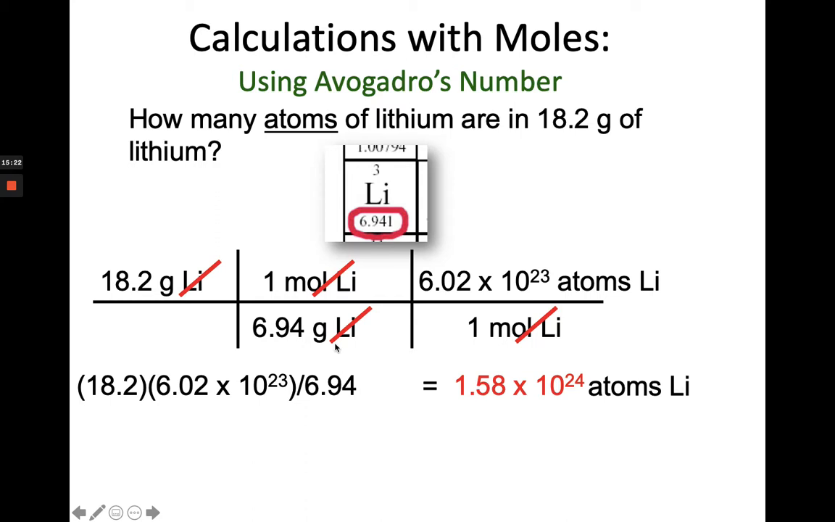Now that makes sense. This is more than a mole. Okay, I mean 18.2 is more than a mole. A mole of lithium is only about 7. So we've got more than a mole. So we're going to have more than 6.02 times 10 to the 23rd because we have more than a mole.